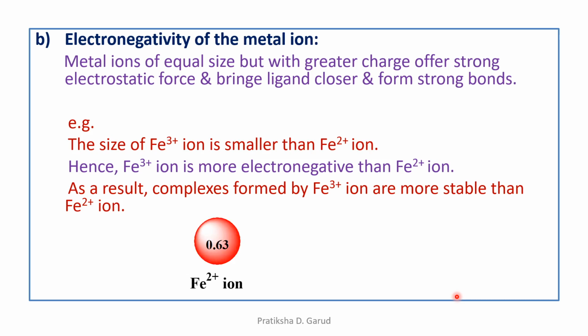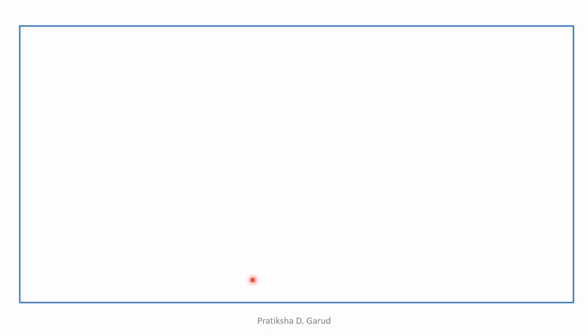So we have this Fe2+ ion. This Fe2+ ion has a radius of 0.63, whereas the second one, the Fe3+ ion, has a radius of 0.49. That means the Fe3+ ion is smaller in size than the Fe2+ ion. So the complexes formed by Fe3+ ions are more stable than the complexes formed by the Fe2+ ion. So this is regarding the first factor, that is the nature of the central metal ion or atom. Let us move to the next one.